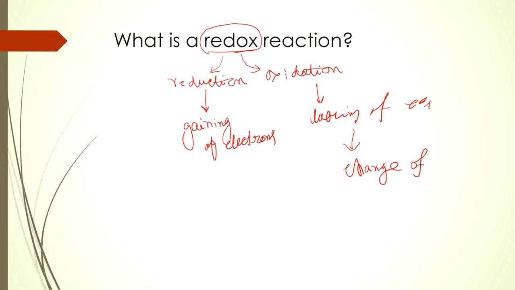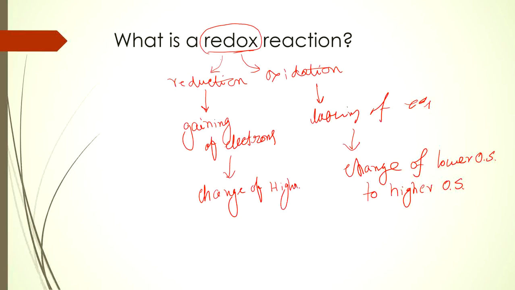change of lower oxidation state to higher oxidation state, that is basically named as oxidation. And reduction means change of higher oxidation state to lower oxidation state. So this is basically the definition of oxidation and reduction reactions, and where the oxidation and reduction reactions occur simultaneously at the same time, that kind of reaction can be named as a redox reaction.